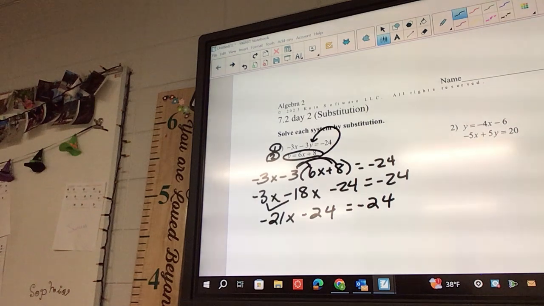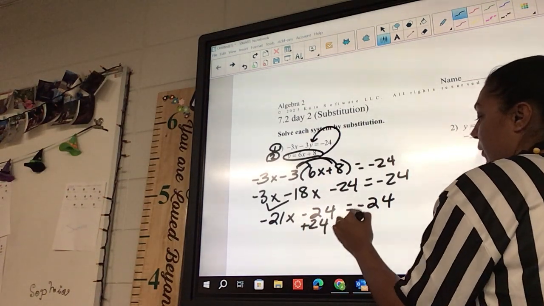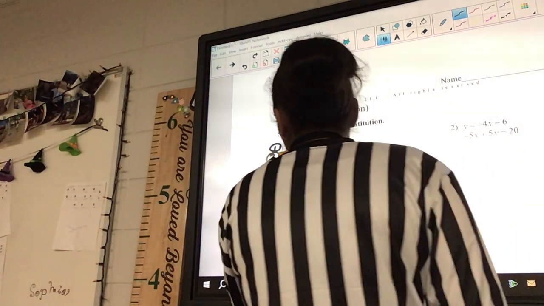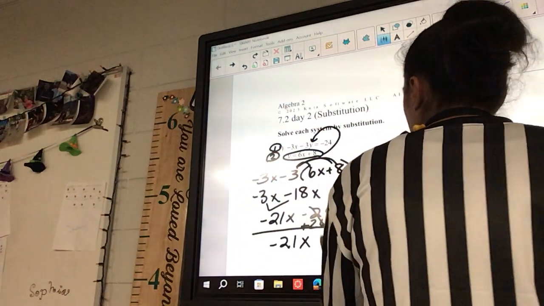Okay, well, now if we're looking at that line, who's the third wheel? Who needs moved? The 24. Okay, so we're gonna add 24 on both sides. Okay, so I'm gonna get negative 21x equals 0.